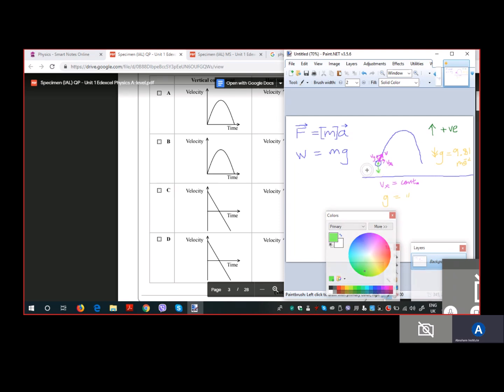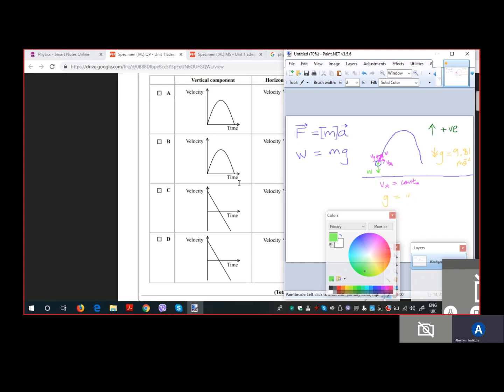So here I have what? Weight force, so that is down. That means the acceleration is also down. Do you understand it now? Yeah, sir. Okay. So in this one, now I told you why A and B can't be, so it has to be C or D.